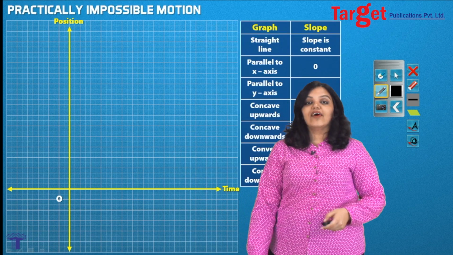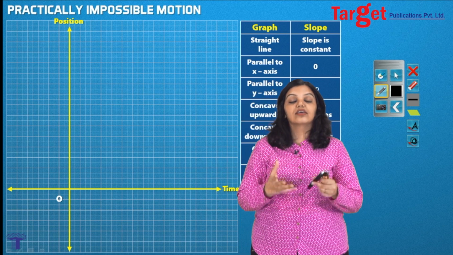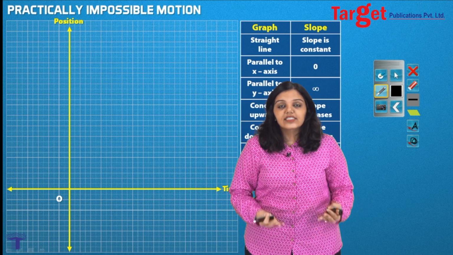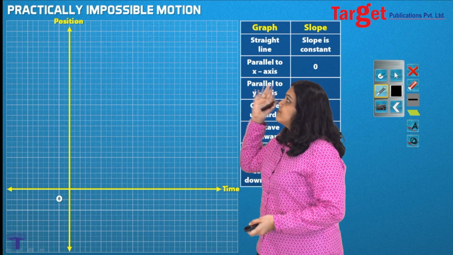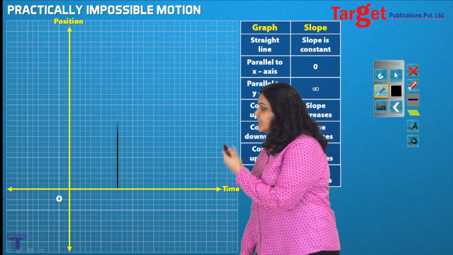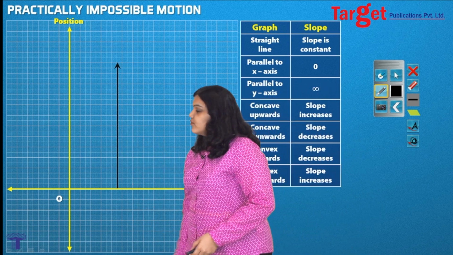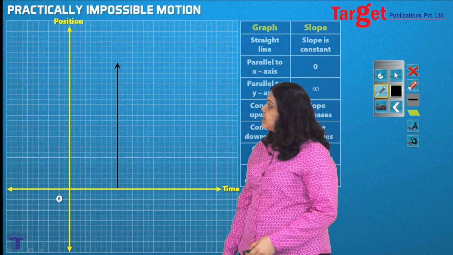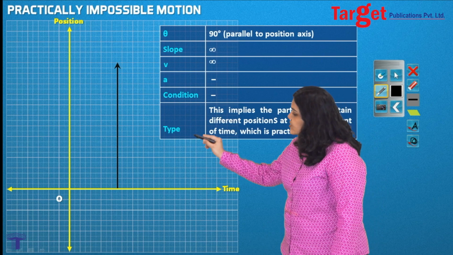Let's take a look at some graphs which are practically impossible. So sometimes you will look at a geometric figure or a graph and you will think that this is a perfectly acceptable mathematical graph, but why am I calling it a practically impossible motion? Let's take a look at this graph. Why is this graph impossible? In this graph, we know that the slope is infinity because we've learned this from our table, but why is this an impossible graph? Let's look at why this graph is impossible.